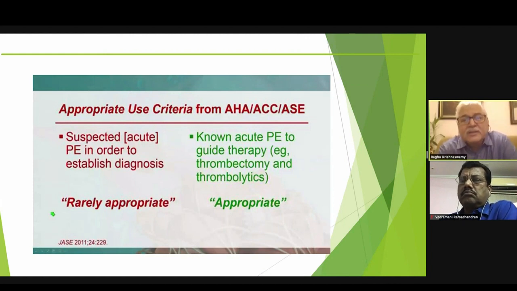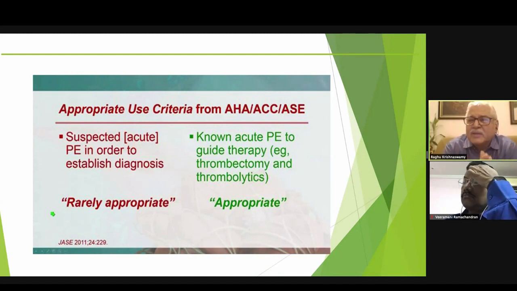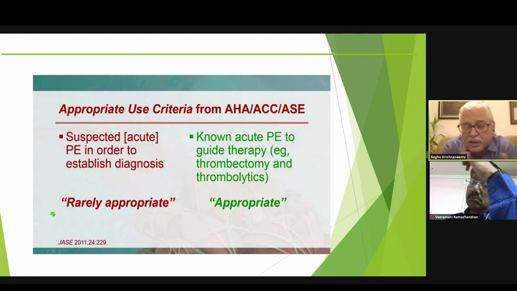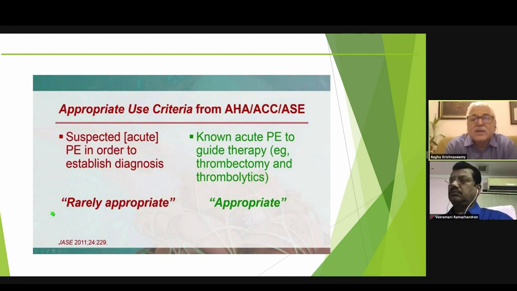So actually the ACC in fact says that it's inappropriate to use echo for establishing the diagnosis of PE. This is quite shocking because, as I said, in our country, echo is easily available. Unlike in the West, echo is very cheap. And so I would, without hesitation, for any patient who comes with breathlessness, whether suspected or not, most certainly continue to use echo, whatever the guidelines say.